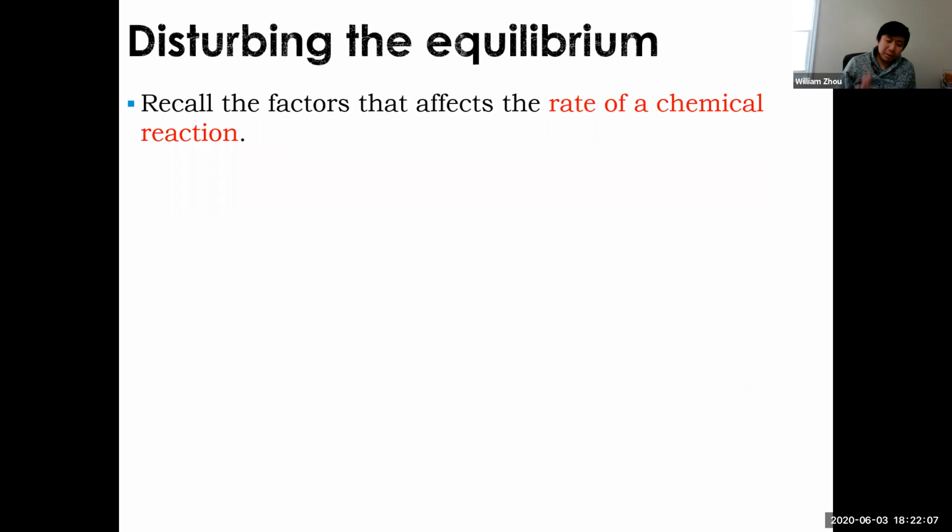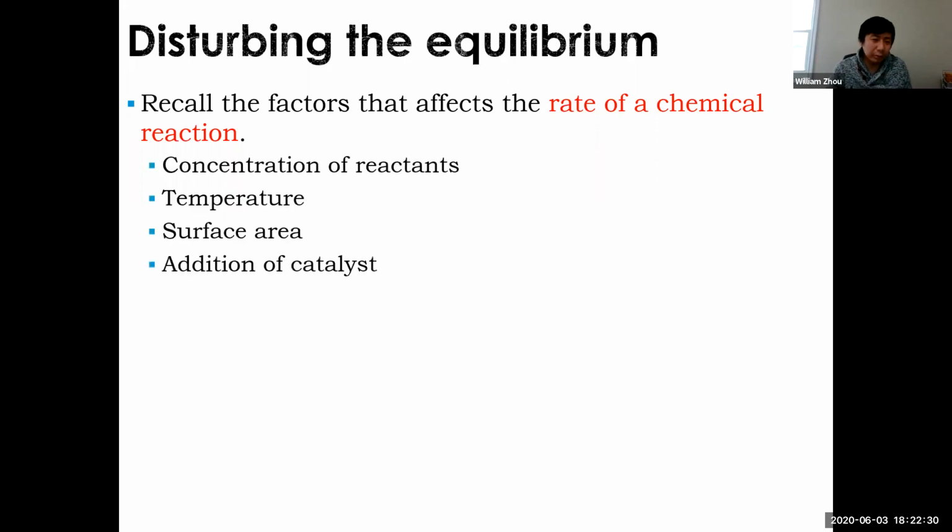All right, so let's do a little review of the last unit. Recall the 5 different factors that affect the rate of a reaction. Now, the nature of the reactants, that can't be changed, all right? Because you can't just switch up the compounds. That would be a different reaction. So let's not consider that one. The other 4, you would have the concentration, temperature, surface area, and catalyst.